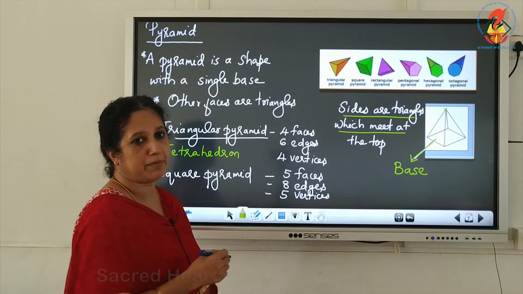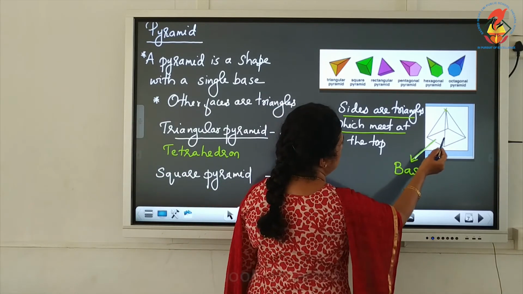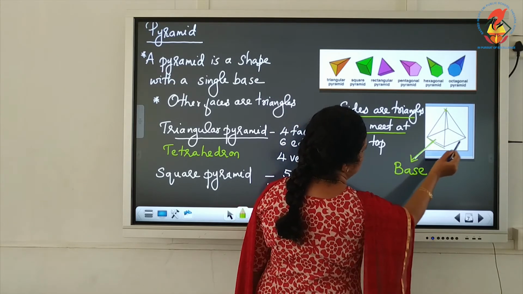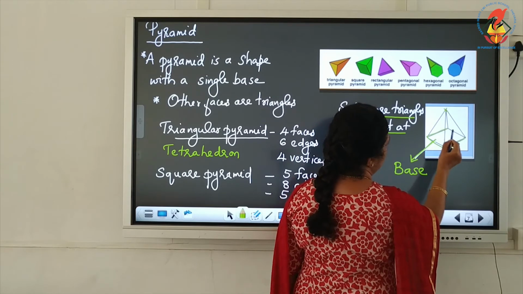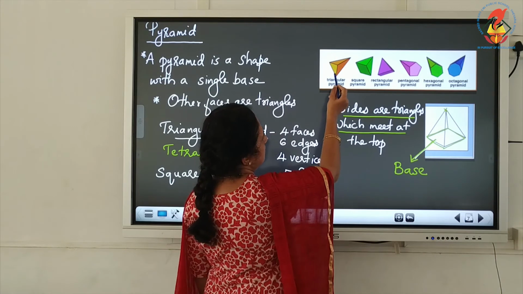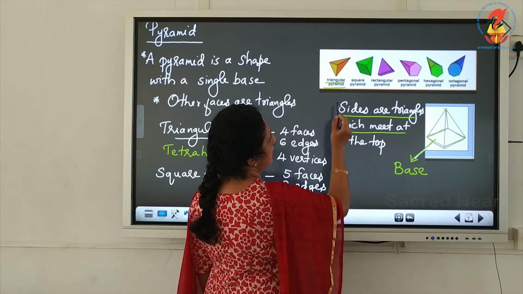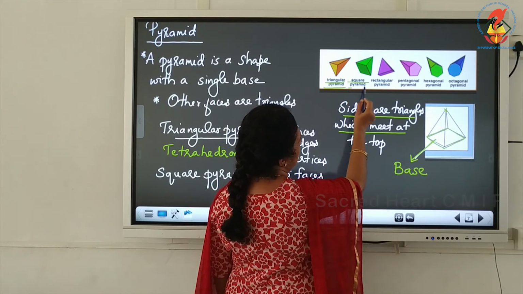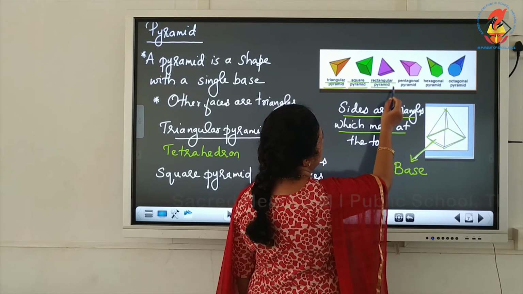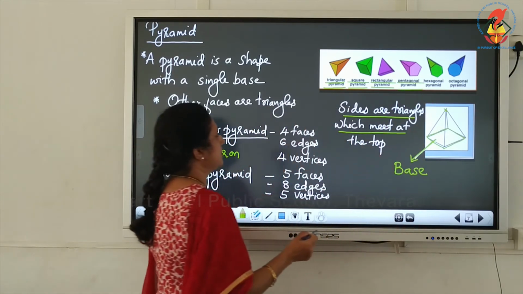We can name a pyramid depending upon the shape of the base. If the base is a square shape, it will be a square pyramid. Look at that. What is the shape of the base? The shape of the base is square, so we can call it a square pyramid. If the base is triangular in shape, we can call it a triangular pyramid. If the base is a rectangle, it is a rectangular pyramid, and if the base is a pentagon, it is a pentagonal pyramid.